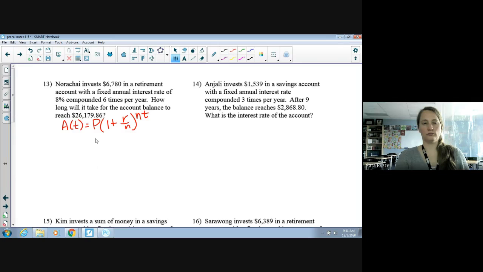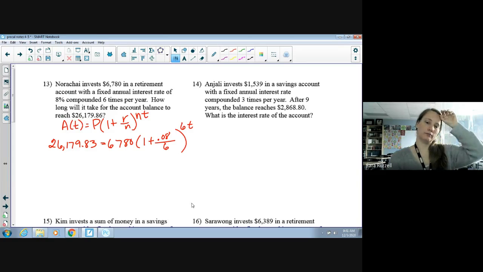So our final amount is the 26,1179.86. Our initial is 6780. We've got 1 plus 0.08 over 6 raised to the 6 times t.